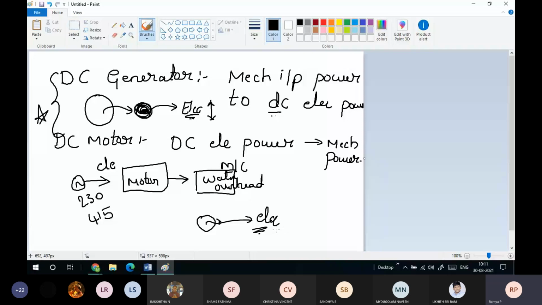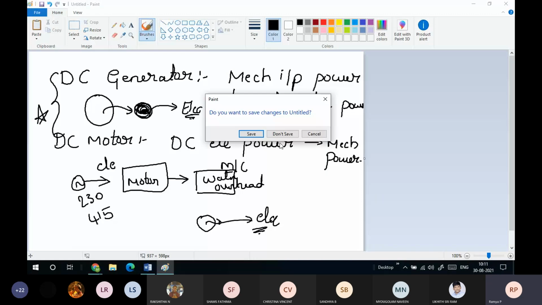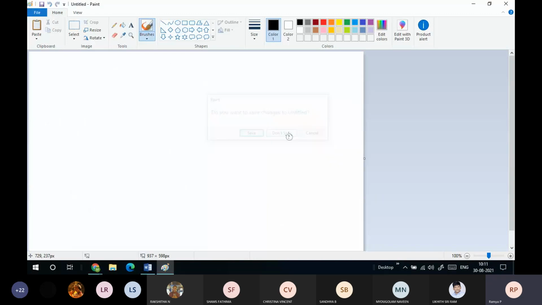So you know the applications, and you are presently using them, but you should know how exactly it works. What is the principle of that particular DC generator? Today we are going to discuss the principle of the DC generator.